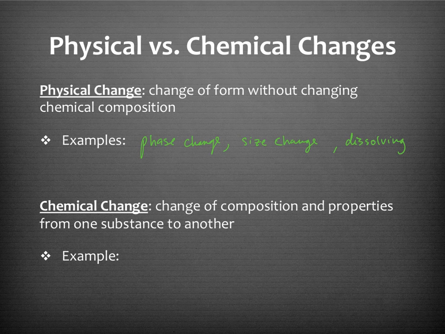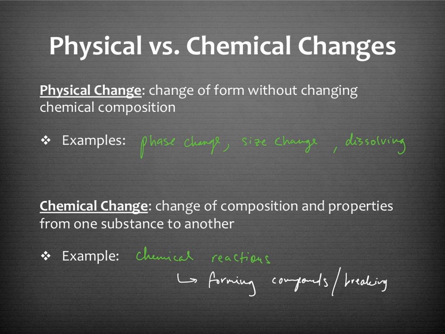Now, chemical changes, on the other hand, is changing the composition, its identity and properties from one substance to another. And typically, the most common way to do this is by chemical reactions. You could form compounds this way. That's a chemical change, or breaking compounds. You can only do that by chemical reactions. So that's a chemical change, because you're changing the actual property, the actual composition of an element or compound.